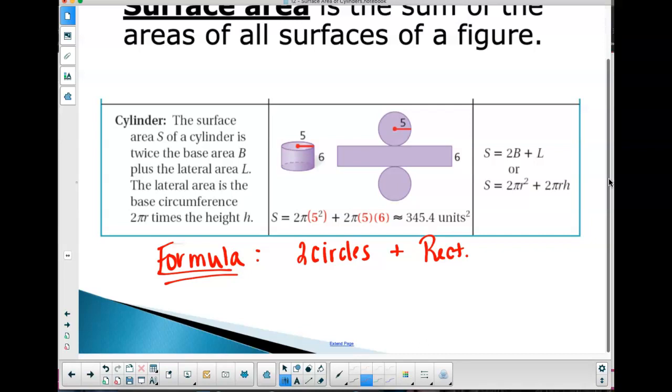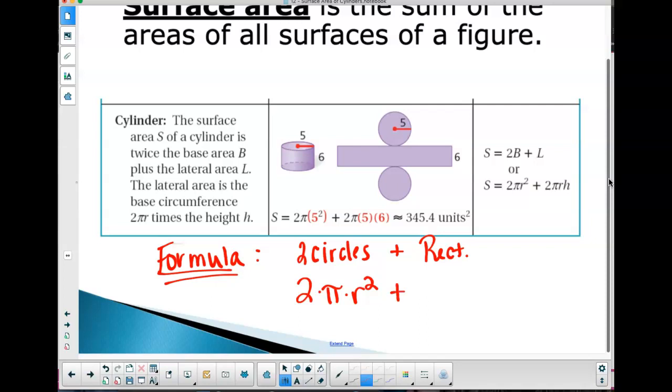Okay, let's start with the two circles. How do we find the area of a circle? Just one circle would be what? Area equals pi times radius squared. Perfect. So that's just one, pi times radius squared. Because we have two, we're going to do 2 times pi times radius squared. That's the circle. So the circles are 2 times pi times radius squared.